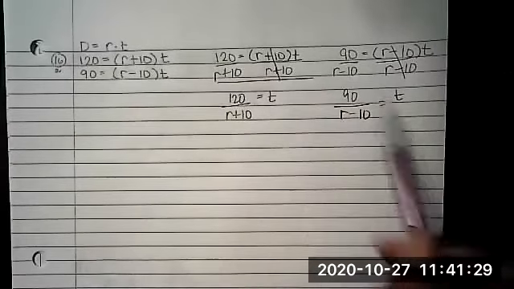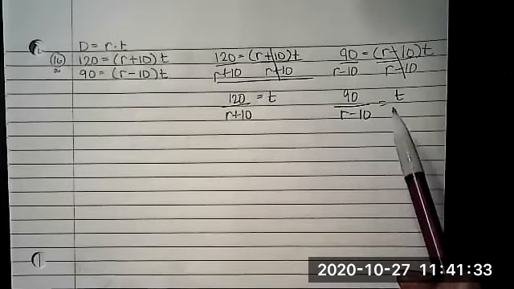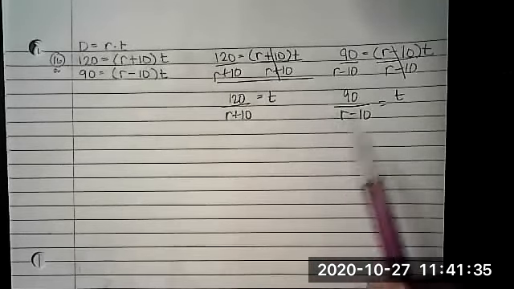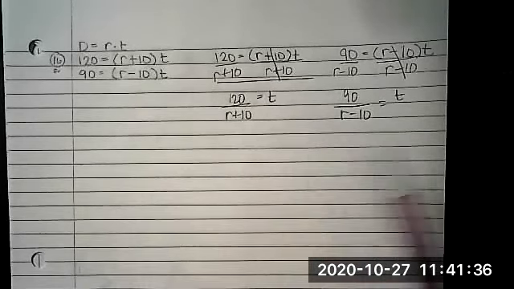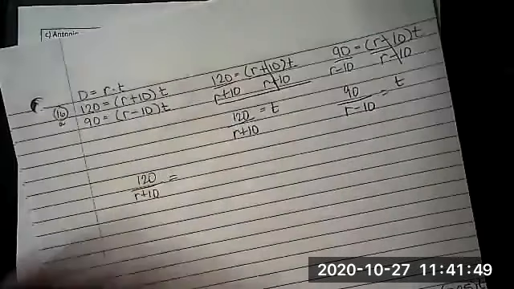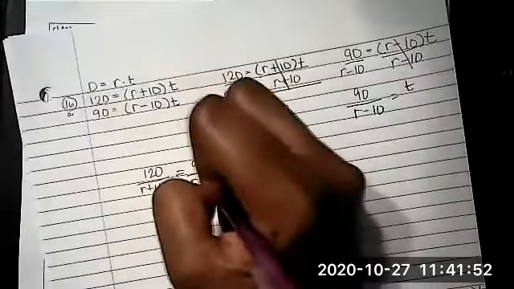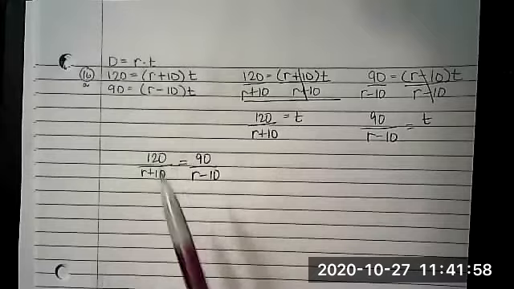If they said the same amount of time, that time is equal in this situation, which means both of these things are going to be equal. That's how we're going to solve this problem, okay? If they say the same amount of time, we want that time to be equal, that means these two things are going to be equal. So you're going to set 120 over R plus 10 equal to 90 over R minus 10. I set this one equal to that one. So now I can cross multiply.